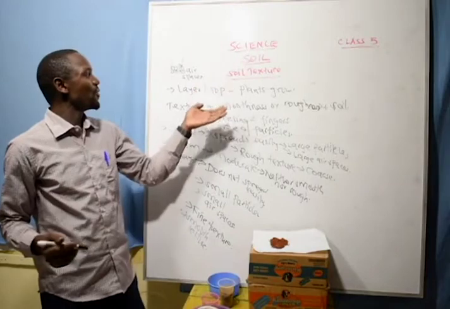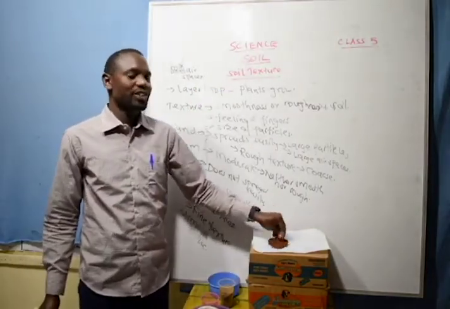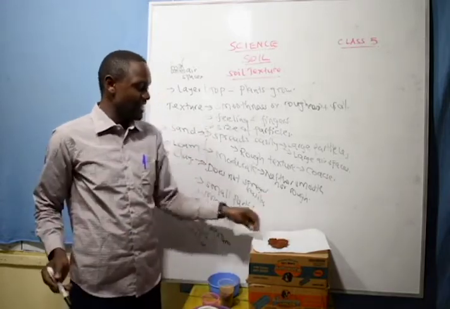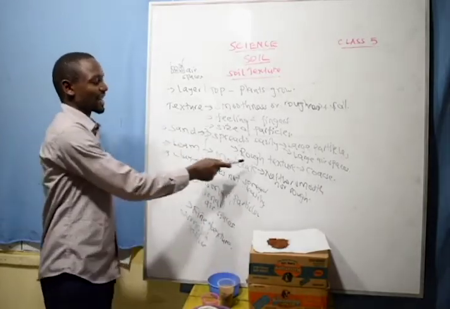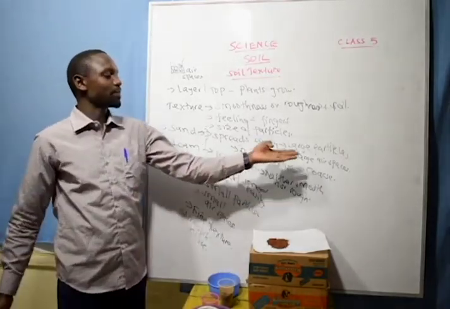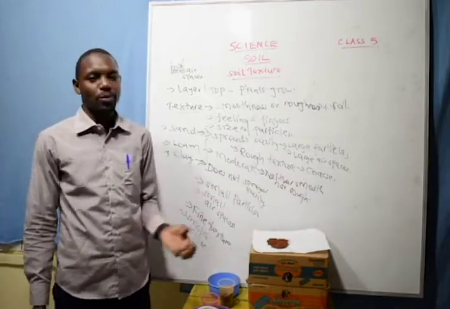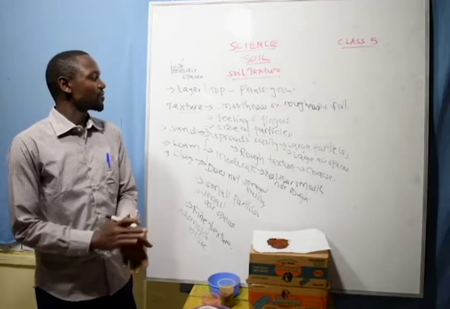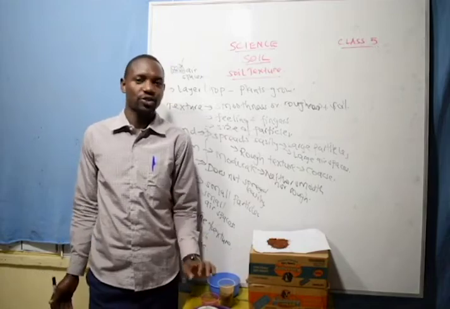So that is how we identify soil texture. We identify soil texture by feeling it with our fingers. Sand soil has a rough texture because it has large air spaces and large particles. Clay soil has small air spaces and small particles, so it has a fine or smooth texture. Next time we'll look at the characteristics of the different types of soil. Thank you.